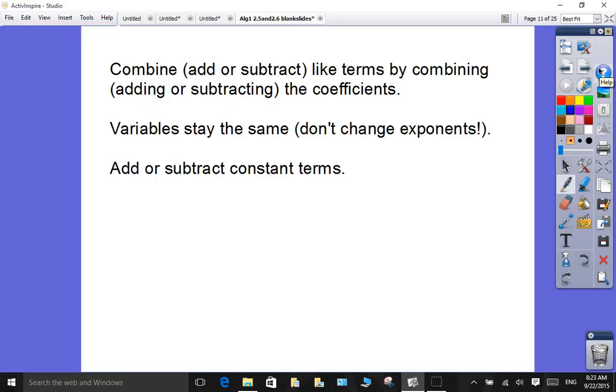Now, to combine, add or subtract like terms, you add or subtract the coefficients. Right? The variables stay the same, so don't change the exponents when you add up terms. That's a fairly common mistake. And you also add or subtract the constant terms. So these are procedures for combining like terms.